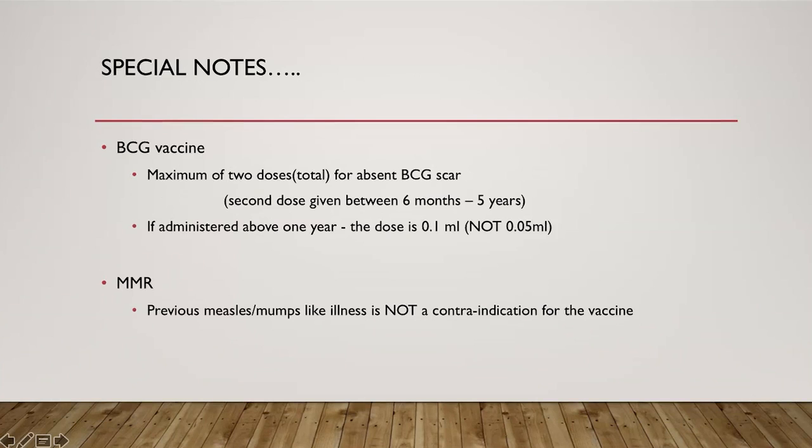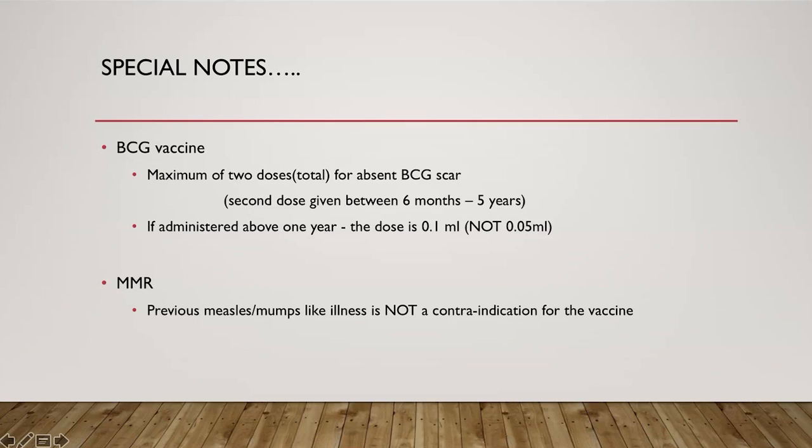And BCG vaccine, remember, we can give a maximum of 2 doses for an absent BCG scar, including the first dose given after birth. Normally, if a scar is absent, we give the second dose between 6 months and 5 years. Before 6 months, you should not give a second BCG vaccine just because there is no scar. You have to wait until 6 months have gone by.